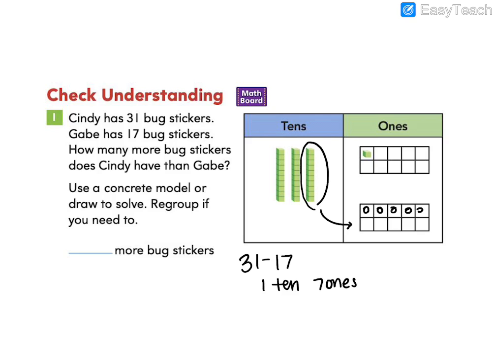When I regroup, I see that I now have 2 10s and 11 1s. Now I can subtract my 7 1s from my 11. 1, 2, 3, 4, 5, 6, 7. Then I can subtract my 1 10. So my answer is 1 10 and 4 1s, or 14 more bug stickers.